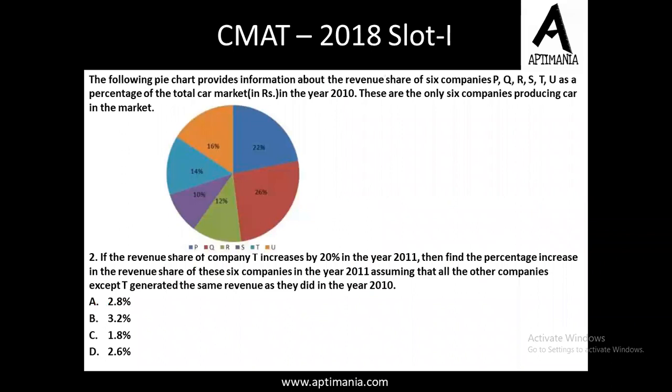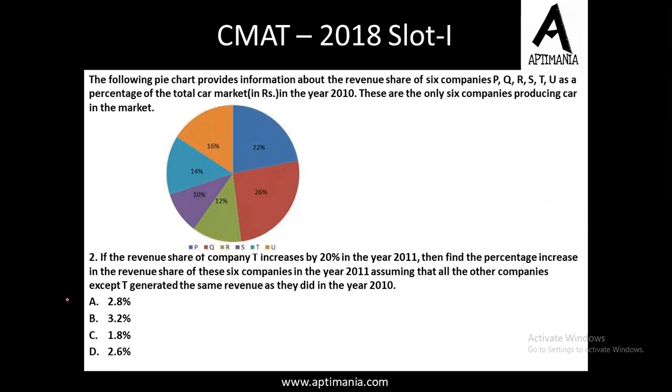Question number 2 is on the screen. It's a question from data interpretation. Let's try to figure it out. What is given to us in the question is that the following pie chart provides the information about the revenue share of 6 companies, P, Q, R, S, T and U, as a percentage of total car market in the year 2010. These are the only 6 companies producing cars in the market.